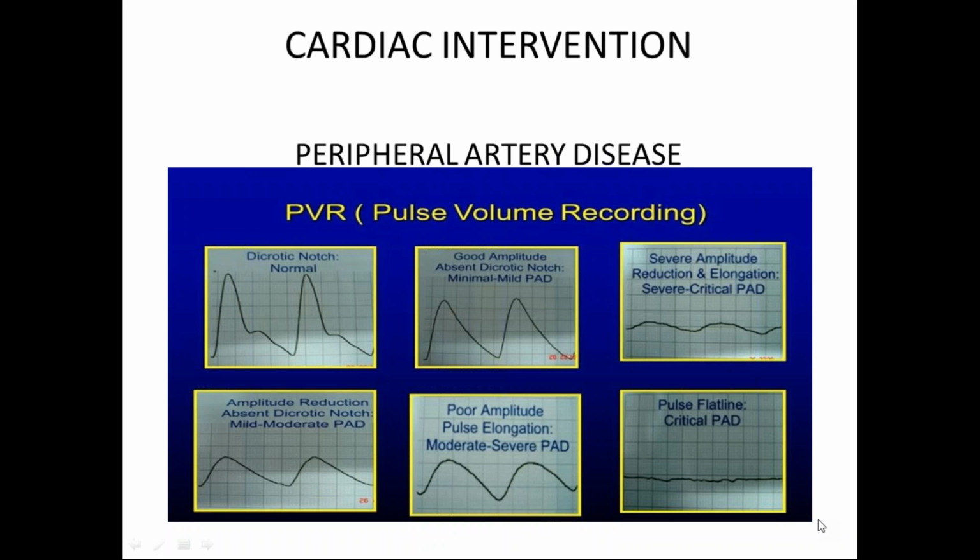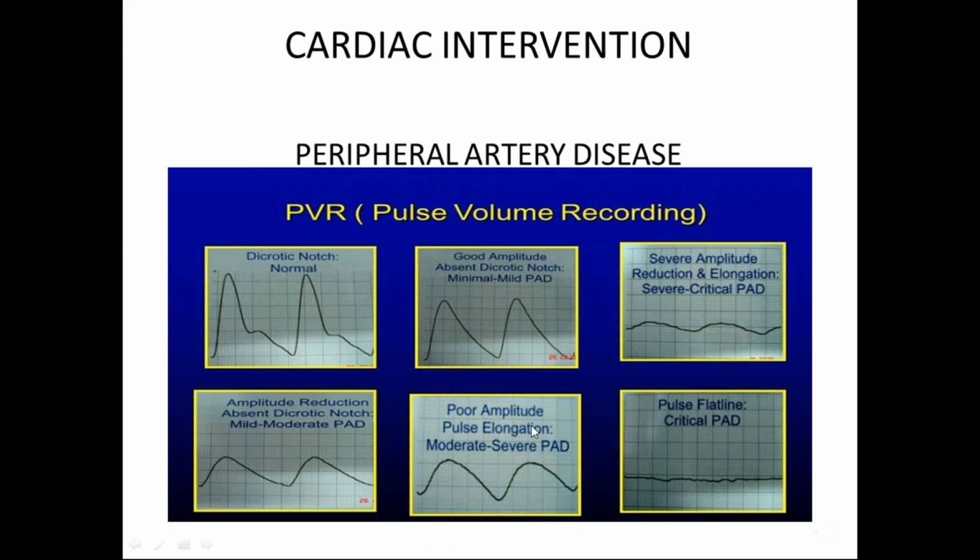So we'll continue with pulse volume recording and ABI, ankle brachial index. These are the initial tests that you'll do to make your diagnosis of peripheral artery disease and to follow patients who have peripheral artery disease as well.